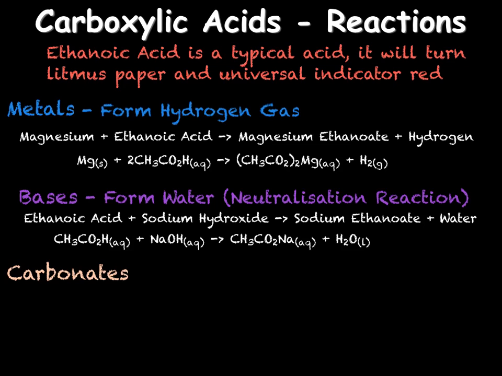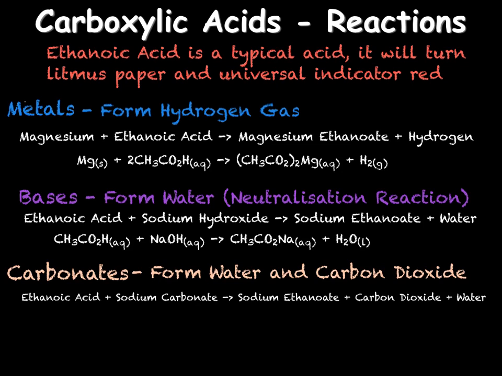Finally, for the reaction of carboxylic acids with carbonates, this again is a neutralization reaction. However, not only are we going to form water, we're also going to give off carbon dioxide gas. In this reaction, we have our ethanoic acid plus our sodium carbonate, which forms sodium ethanoate, carbon dioxide, and water. The balanced symbol equation is as follows.